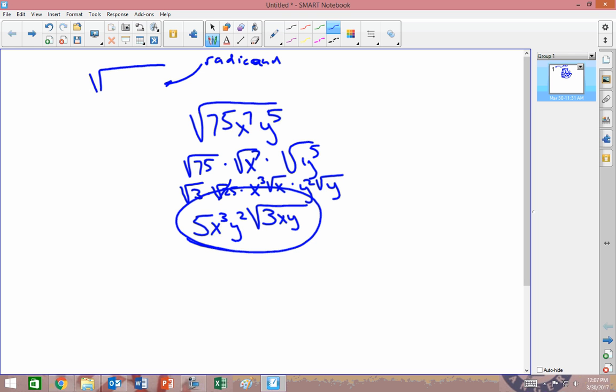Let's do number 19. 27, a to the 11th, b to the 7th. Take the square root of it. What are my factors of 27? What's something that has a perfect square in it? 9 times 3. Square root of 9 times the square root of 3. What's the square root of a to the 11th? And then b to the 7th.